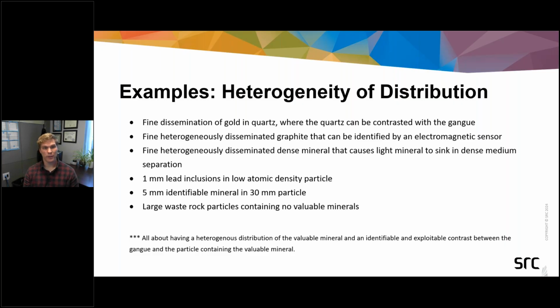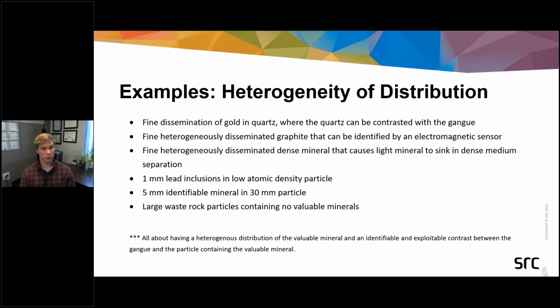And moving on from that, we have fine heterogeneously disseminated graphite that can be identified by electromagnetic sensors. So maybe optical equipment really can't see any of the actual graphite particles, but it can get an overall reading from it just because of the high content of graphite in that particle. And you could also have fine heterogeneously disseminated dense minerals that cause light minerals to sink. So the gangue could be really light, but you could have enough concentration of really finely disseminated heavy ones that still causes it to have an overall higher density.